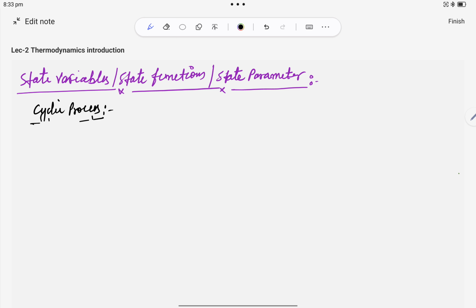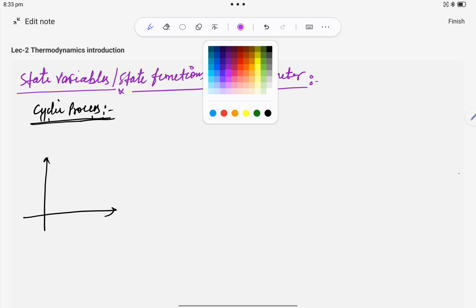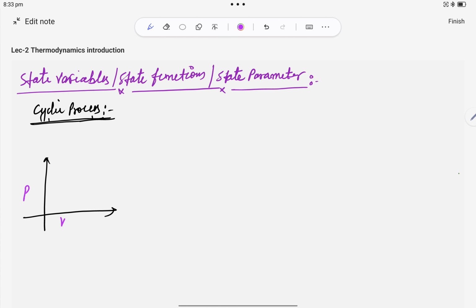So in the cyclic process, children, what happened? Again, I am telling you the graph. This is the graph between pressure versus volume. From here it started, then here, then here, then here. So in the cyclic process, children, delta P is 0, delta E is 0, which means internal energy, delta S is 0, delta T is 0, delta U is 0.